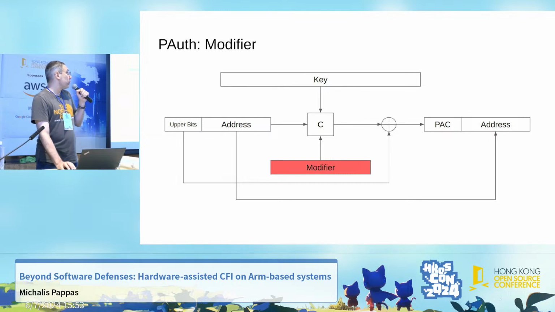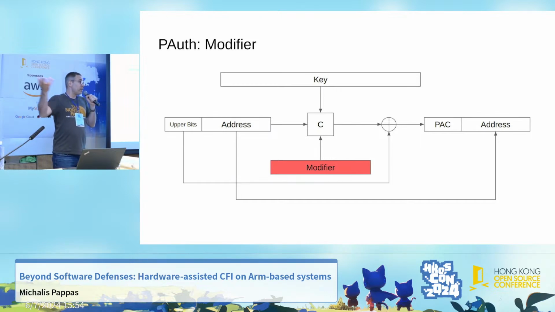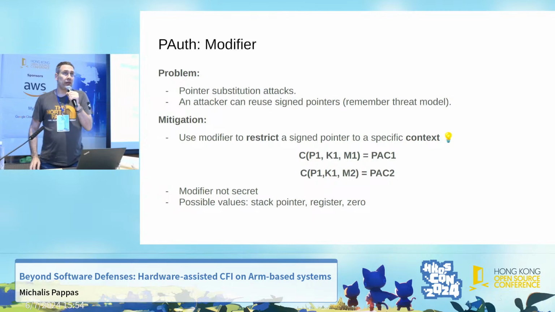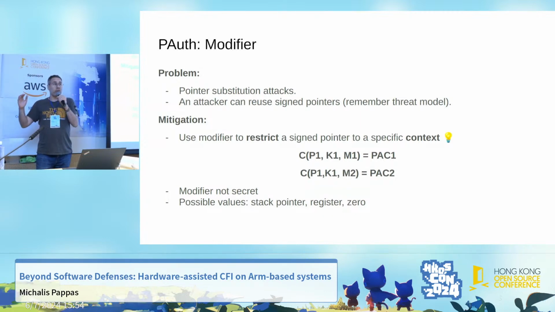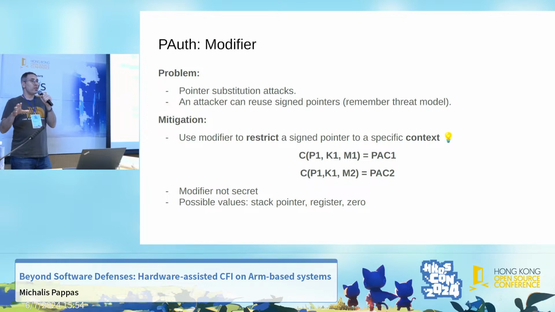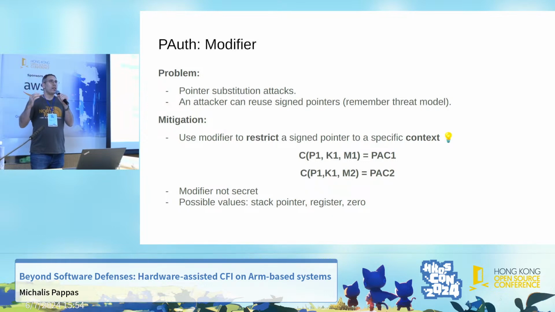The modifier, you might wonder what it is about, because normally you would only need, let's say, a pointer and the key to sign. The modifier is very important because it puts some context and avoids a certain type of attack where an attacker can substitute one signed pointer with another. But if you use a modifier, then you limit a signed pointer to a given context. The most common use is to use the stack pointer for that. So you say, I sign the return address with the given key for this particular value of the stack pointer. So now the signed pointer is also limited to this particular context. Changing the value of the modifier, of course, will result in a different signature.